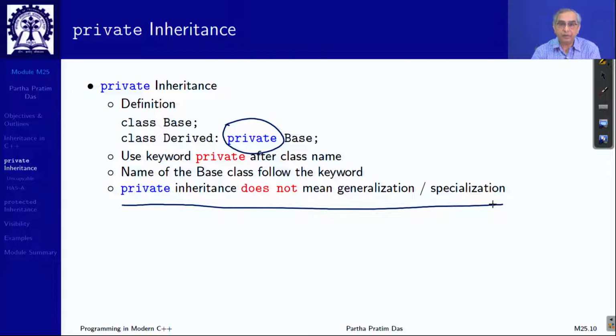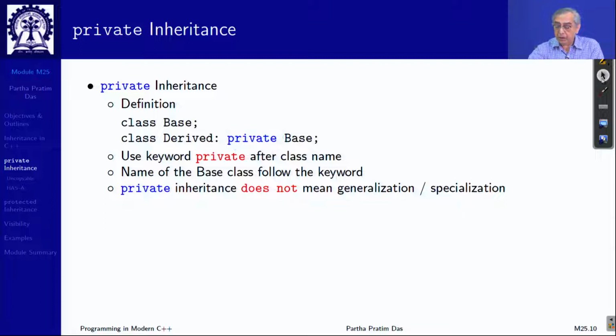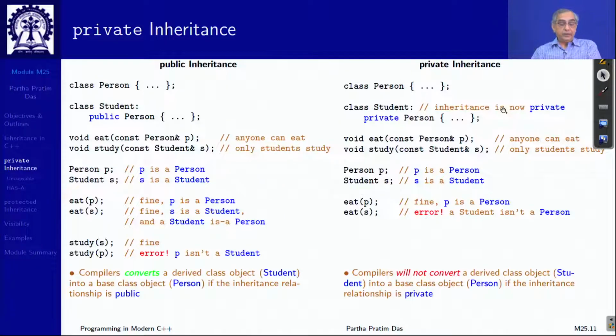I do not know how strongly I would like to tell you this, that private inheritance does not mean generalization, specialization. It is just a language feature. It is just a language feature, right. Keep this in mind. So, what is that you get through this?